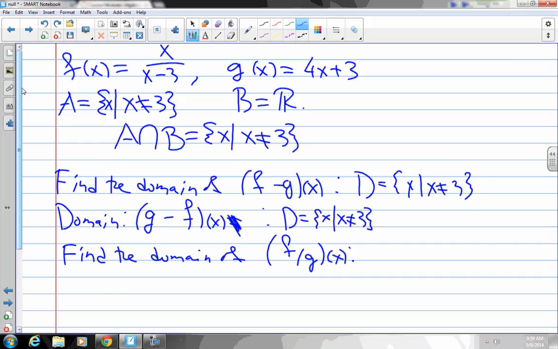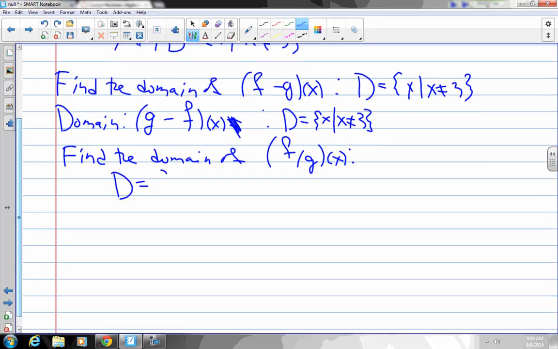If I take 4x plus 3 and set it equal to 0, so negative 3/4, that's what makes g equal 0. Since I'm putting g in the denominator, I need to avoid negative 3/4. So the domain here is all real numbers except for 3, and except for negative 3/4. I don't even need to see what the new function is. I can still find the domain: the intersection plus whatever makes the denominator function equal 0. Is that okay?